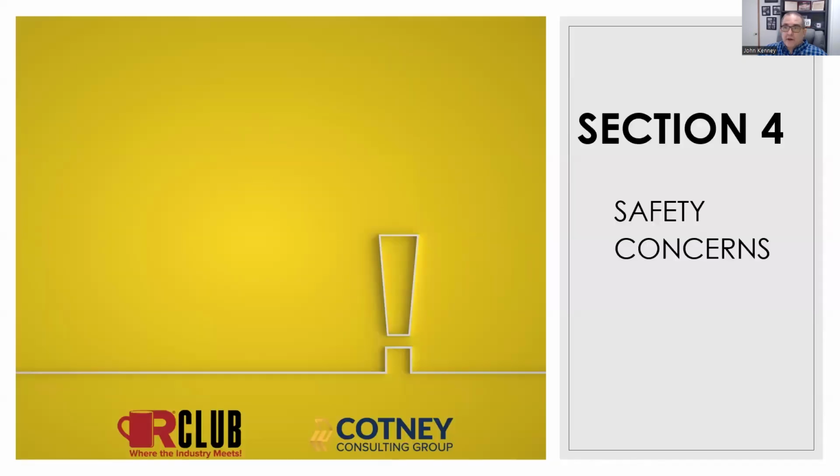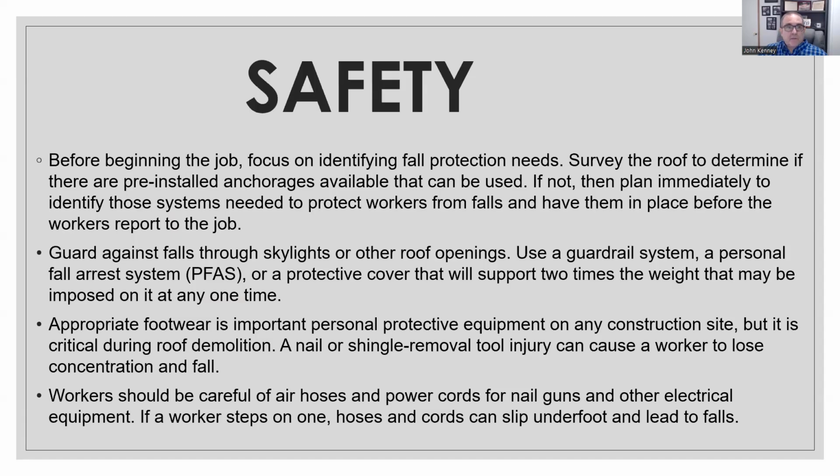So let's talk a little bit now about safety concerns. Before beginning your job or project, focus on identifying fall protection needs. You want to survey the roof to determine if there are pre-installed anchors available to be used. Caution: if they are, you have to make sure that they are of acceptable nature as allowed by OSHA. If not, then you need to plan to identify those systems needed to protect your workers from falls and have them in place before the workers report to the job.